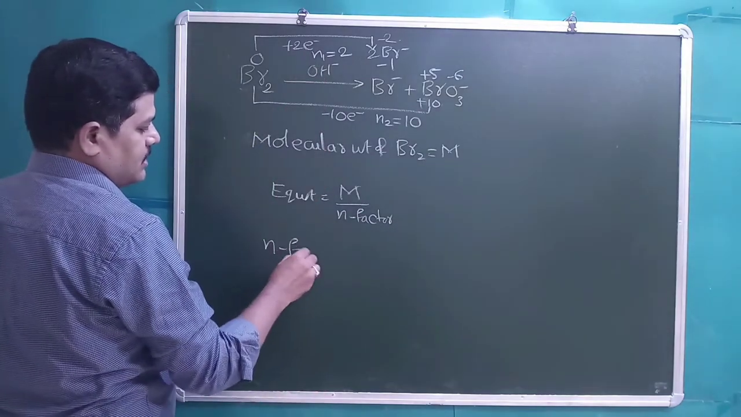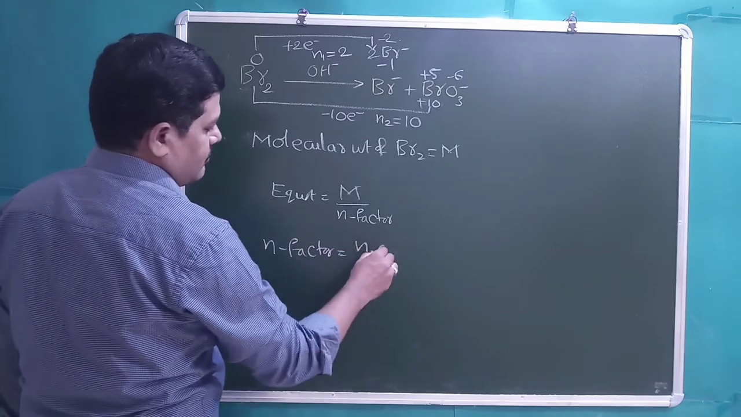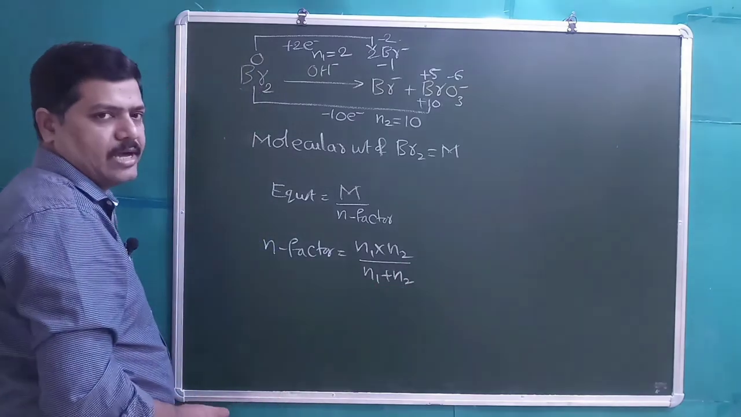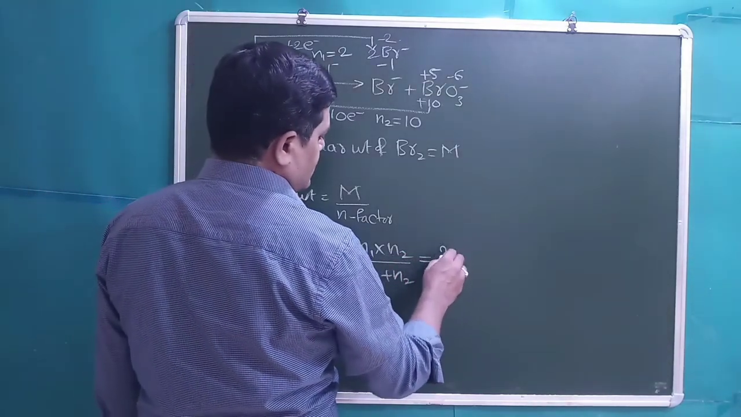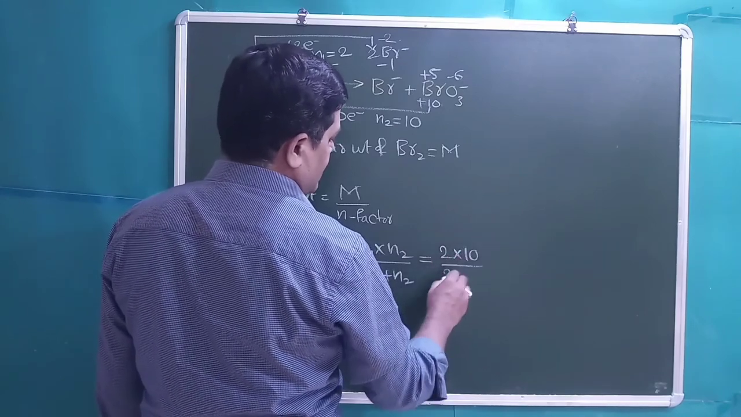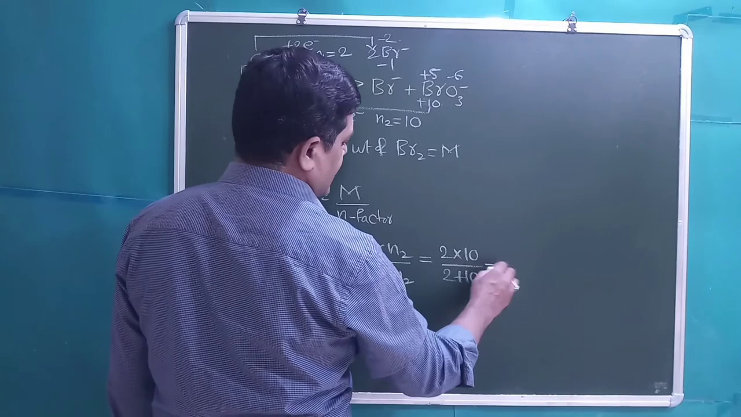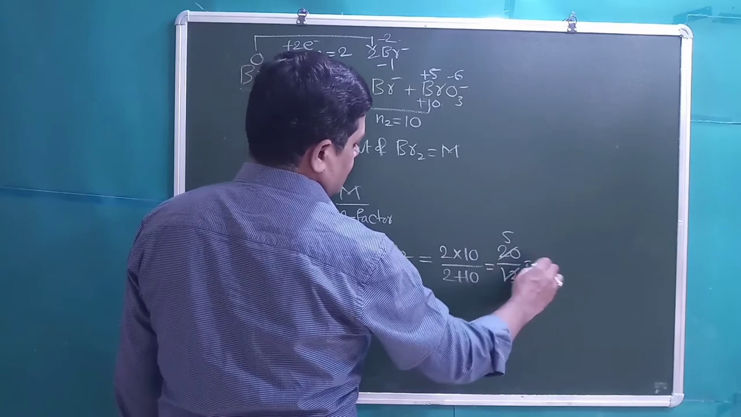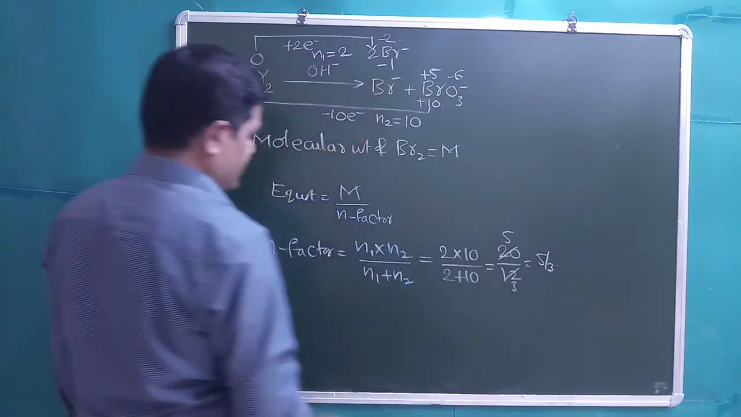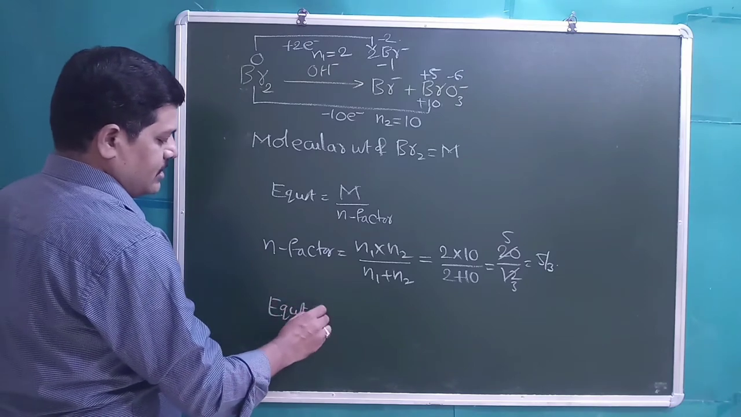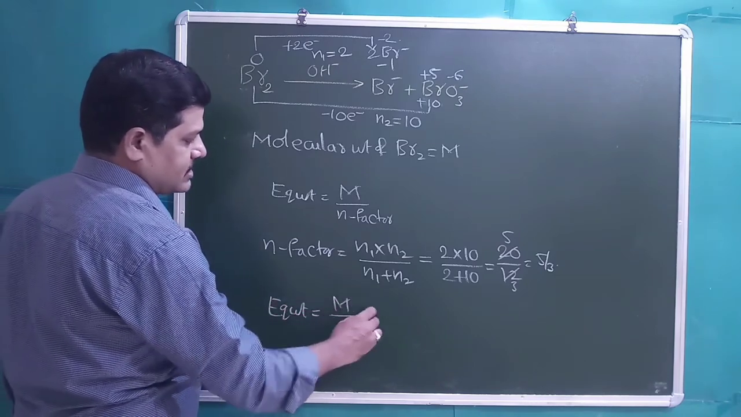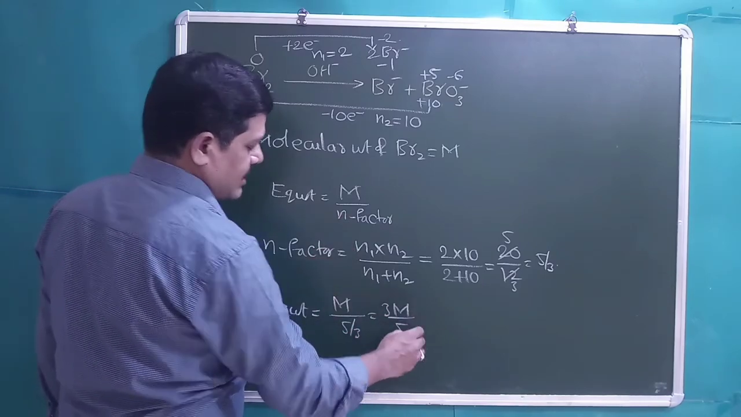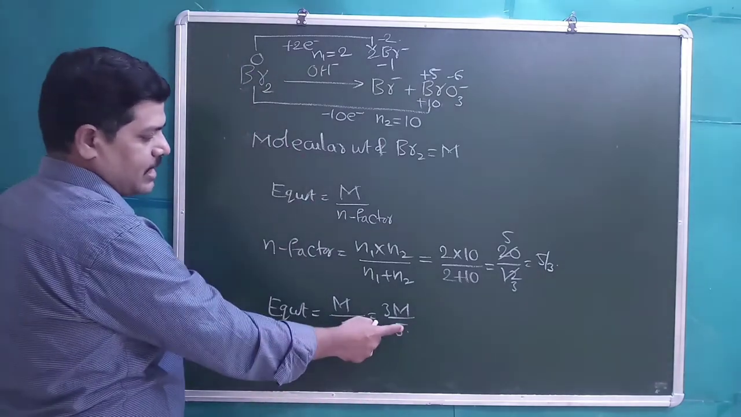The n factor is equal to N1 multiplied by N2 divided by N1 plus N2 in the disproportionation redox reaction. N1 is equal to 2, N2 is equal to 10, so 20 divided by 12. So the n factor we got is 5 by 3. Then let us substitute this value in the equivalent weight formula: molecular mass divided by n factor 5 by 3, which is equal to 3m by 5. We are getting the equivalent weight of Br2 as 3m by 5.